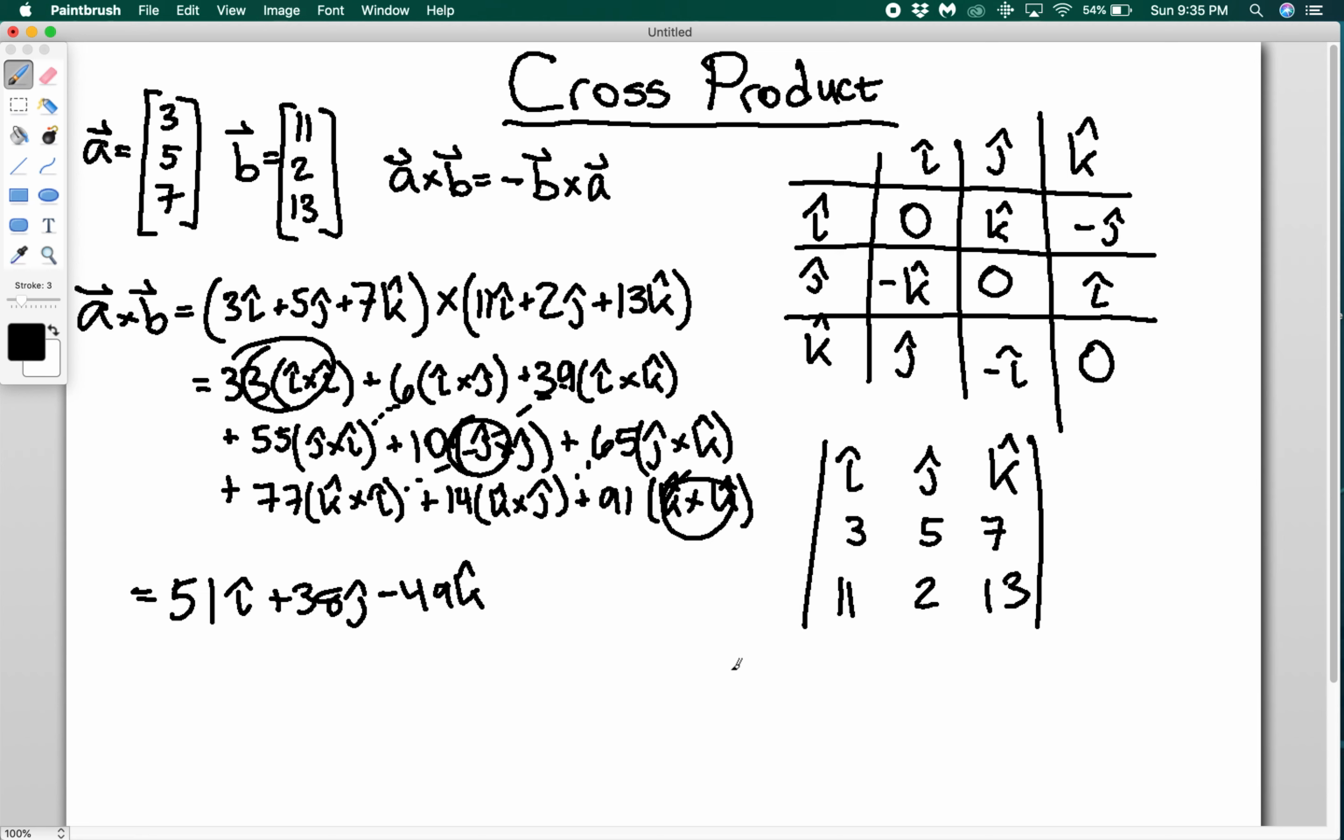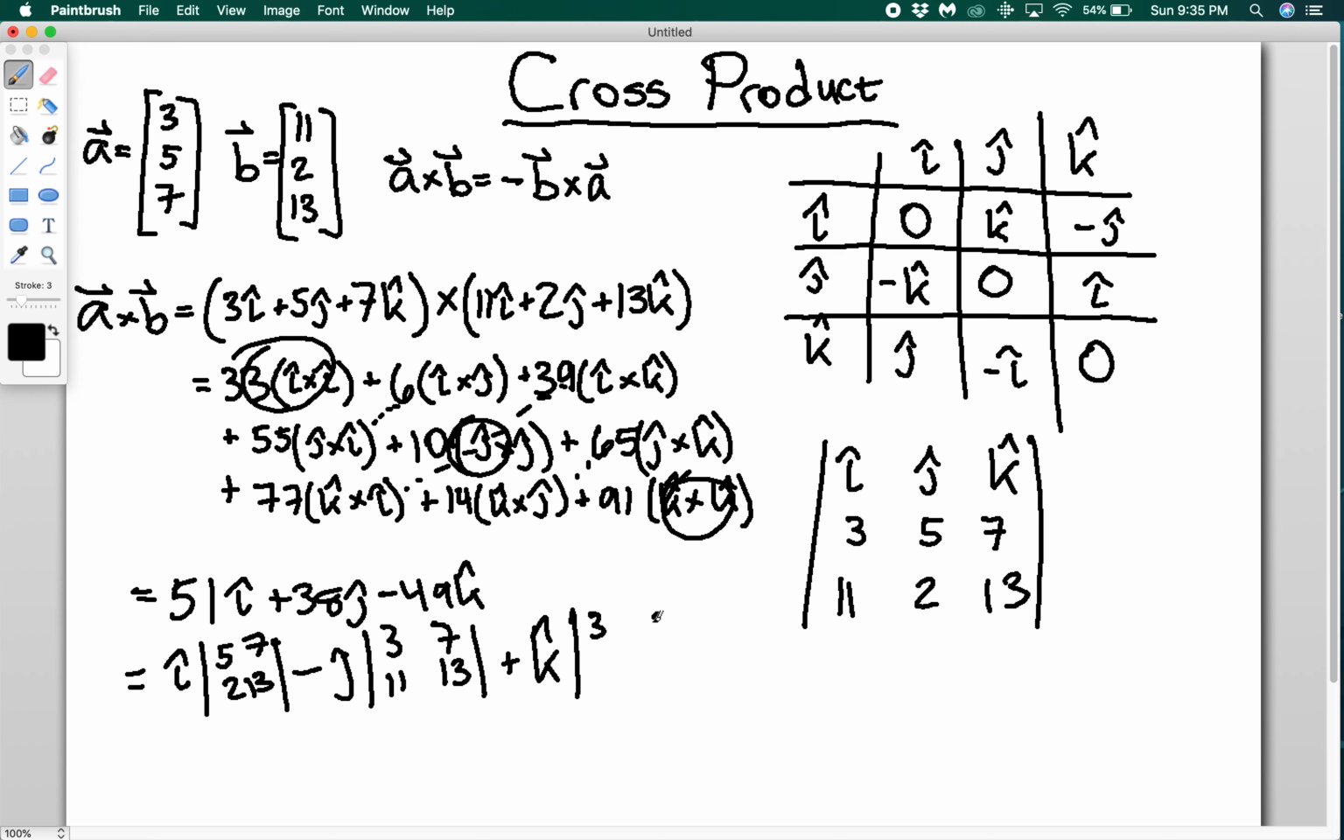And if you do that, you're doing i hat times the determinant of 5, 7, 2, 13, minus, don't forget the minus sign, j hat times the determinant of 3, 7, 11, 13, plus k hat times the determinant of 3, 5, 11, 2. Okay? And then you get the same thing as above. So that's pretty cool, and it's a much easier way to do it.